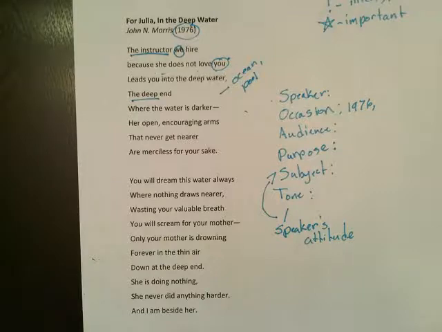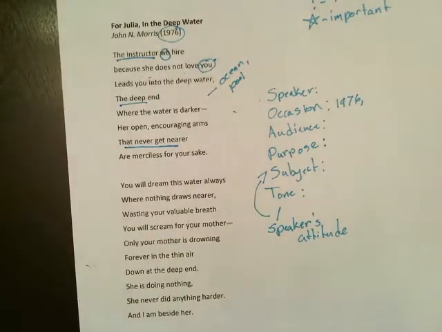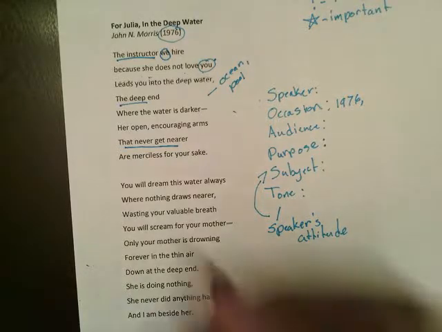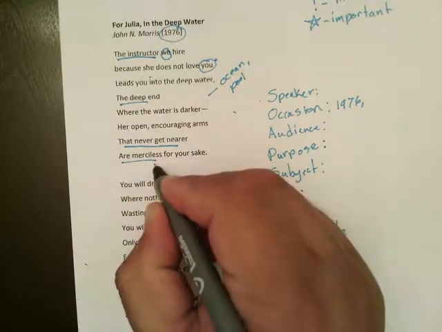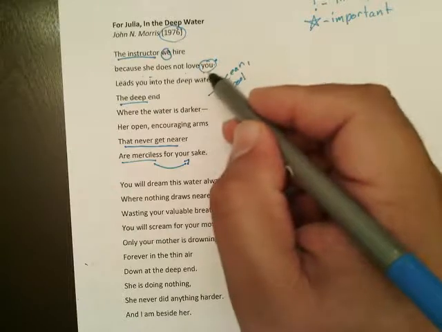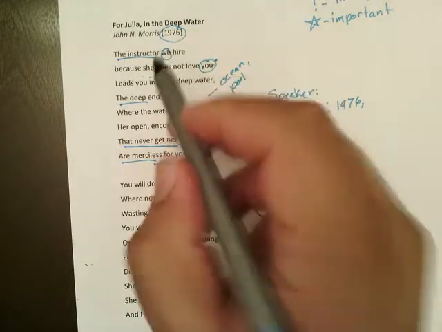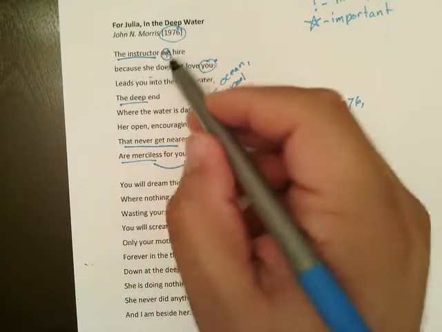Her open, encouraging arms that never get nearer are merciless for your sake. That just kind of sticks out to me. What does that mean, never get nearer? And they're merciless for your sake. That has me thinking, okay, you're being merciless, but it's for your sake. Again, there's a speaker who's addressing this you. We're not sure who the you is, and we did something. The speaker is one person, but there is another person involved in that we.